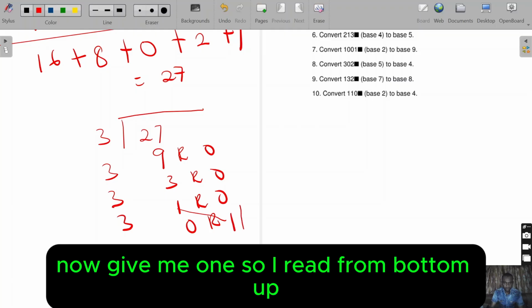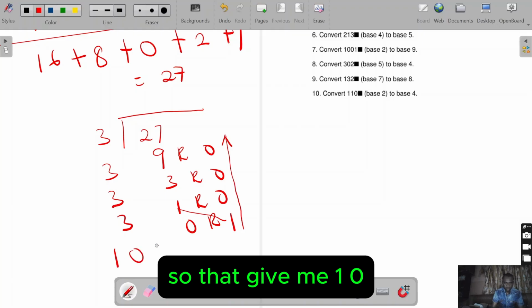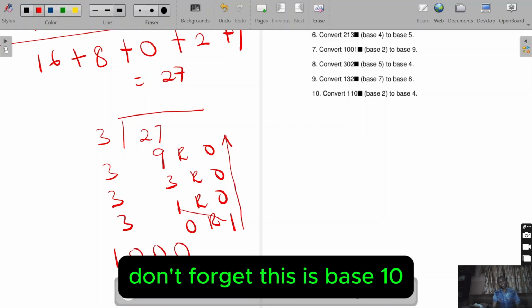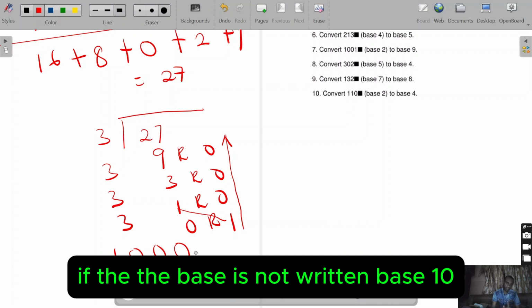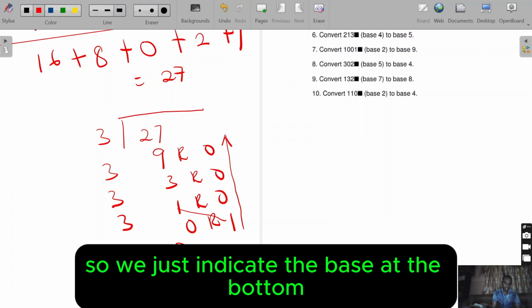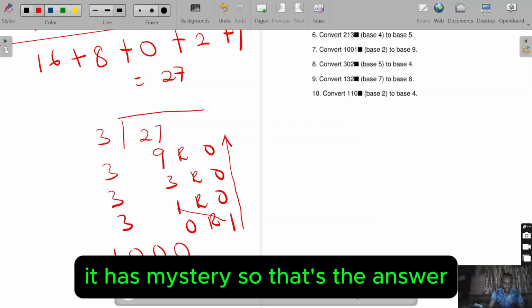So I read from bottom up. That will give me 1 0 0 0. Don't forget, this is base 10. If the base is not written, it is base 10. So we just indicate the base at the bottom here as base 3. So that's the answer.